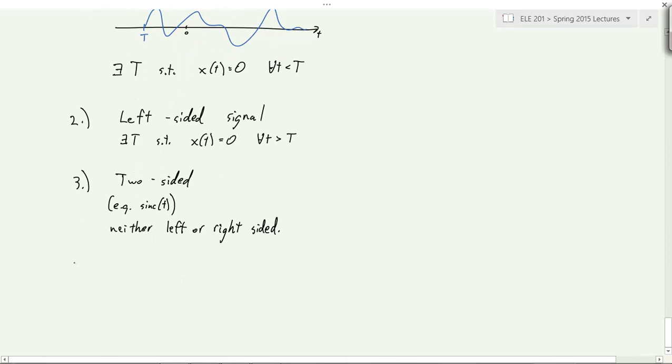And finally, finite duration means both left and right-sided. Although that's the mathematically correct way, I'll say mathematically it means both the mathematical direction of left-sided and right-sided.